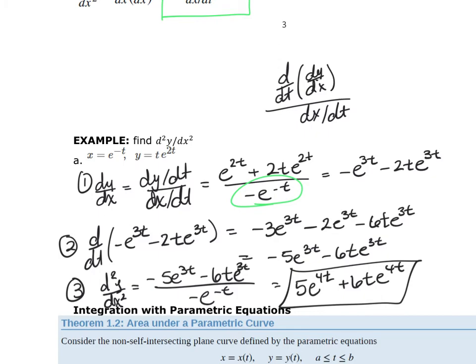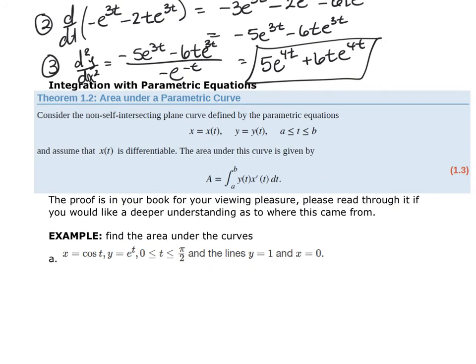So let's take a look at integrating. Now, provided my parametric curve does not cross itself, the way in which I find the area underneath the curve is defined here, where I have y of t, the parametric equation of y with respect to t, and then the derivative of the parametric equation of x with respect to t, dt. I may or may not have these a's and b's, but they are in terms of t. They are not in terms of x and y.